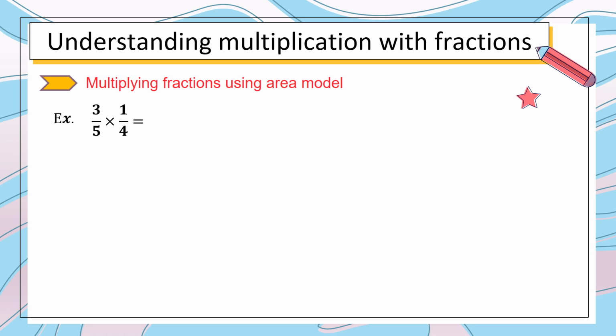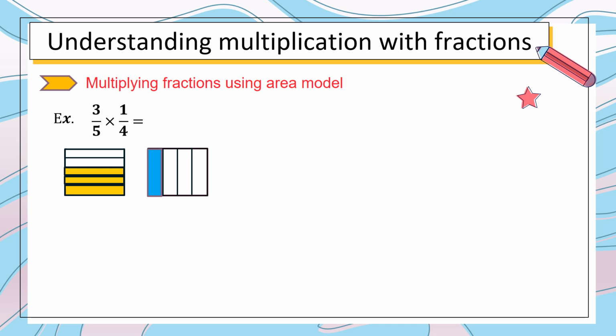So first I will draw a model for the first fraction and another model for the second fraction. We have here 3/5 and 1/4. Then I will put the two models above each other. Okay, then I will count the common parts between the two models. So it will be 1, 2, 3 over the total parts here, 20. So it will be 3 over 20.